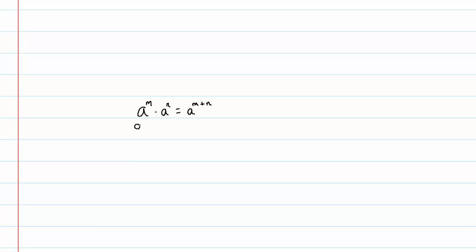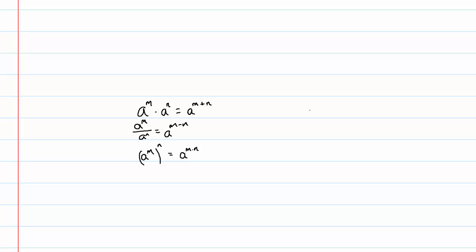When we divide these numbers, a to the m over a to the n, we keep the same base, and we need to take the difference of these powers, the numerator minus the denominator. Lastly, if we have a number, a to the m, and we raise it to the nth power, then we need to take the product of these powers.